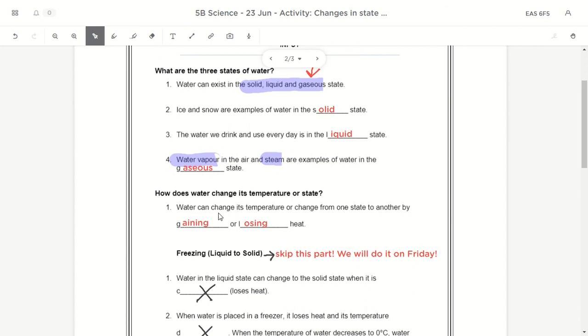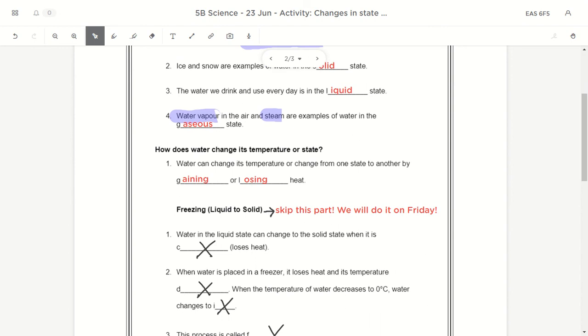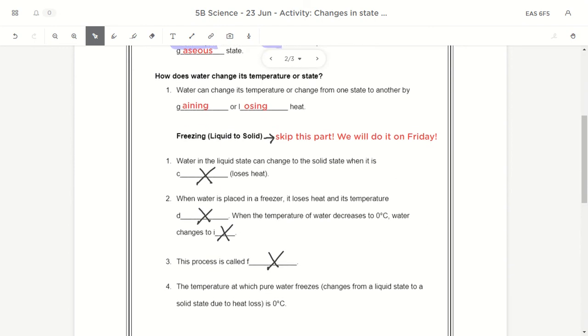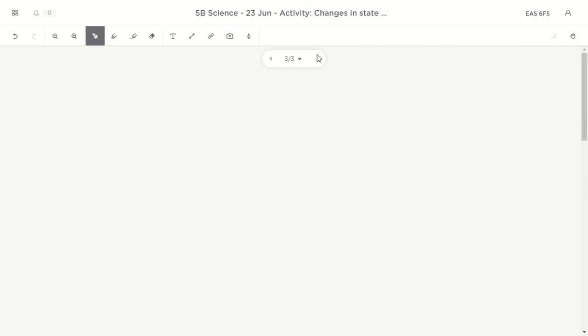On the other hand, let's say you talk about freezing. When you put water into the freezer, heat is being lost by the water, and when heat is lost, it undergoes a change in state, becoming from liquid becoming solid. Okay, when the temperature goes as low as 0 degrees Celsius. Right, so we will not talk about freezing now. We'll be talking about freezing on Friday. So Friday you'll be looking forward to get this part done for your SIN. Now we go on to the next part.